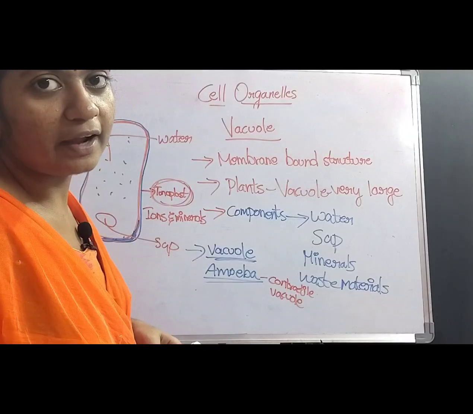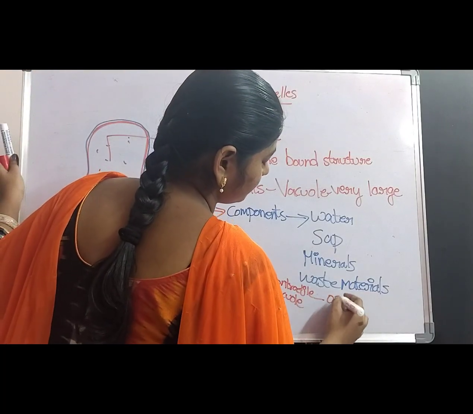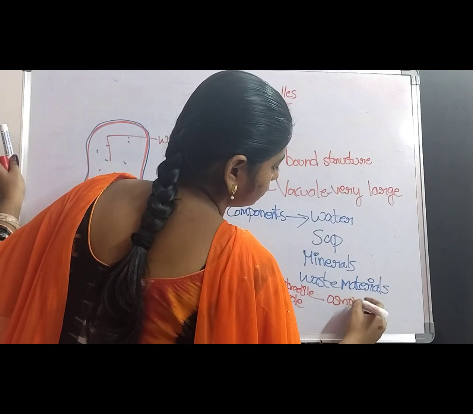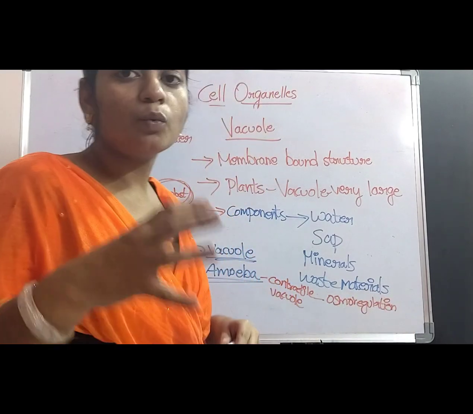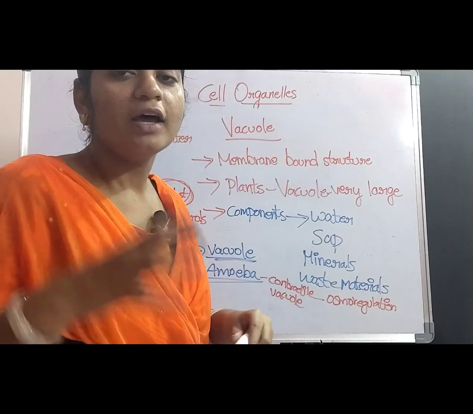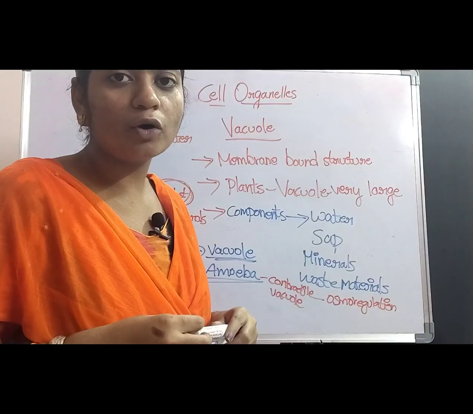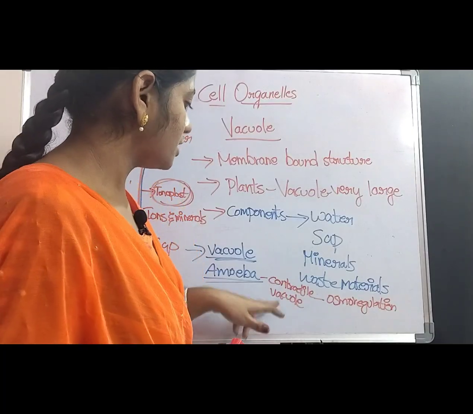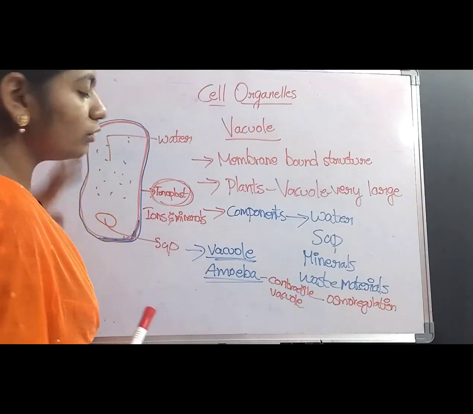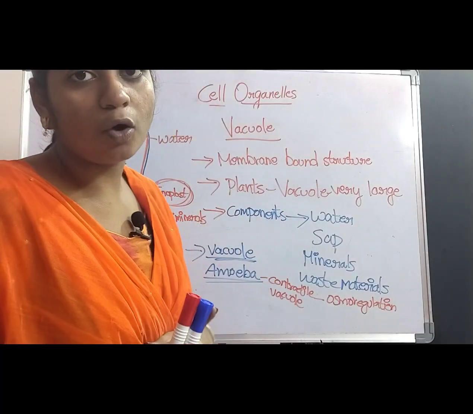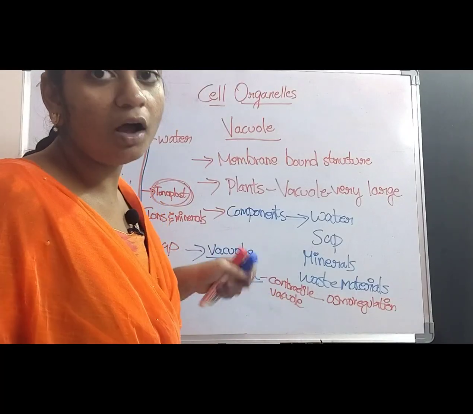The contractile vacuole regulates the osmoregulation process. So what is the osmoregulation process? If the vacuole contains excess water, then that excess water is removed with the help of this contractile vacuole. So this is the vacuole, and if it contains excess water, then this excess water is removed through the contractile vacuole in the amoeba.